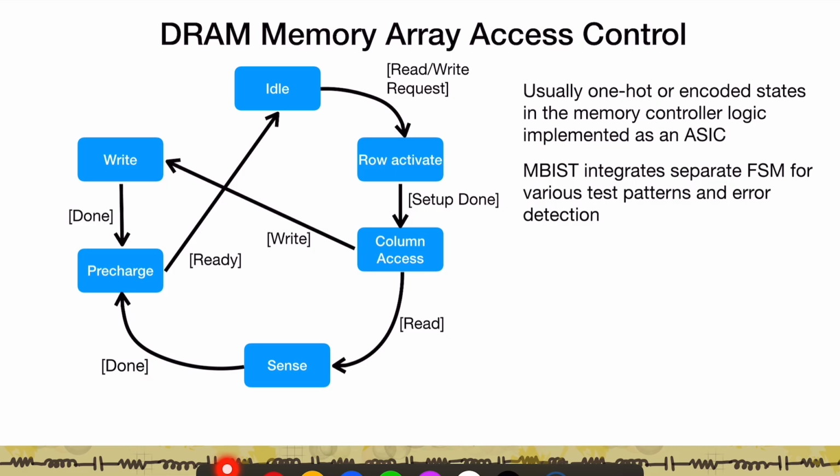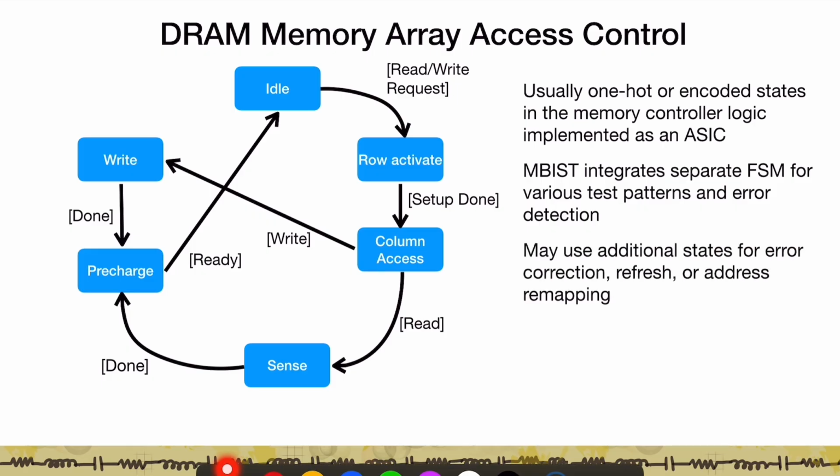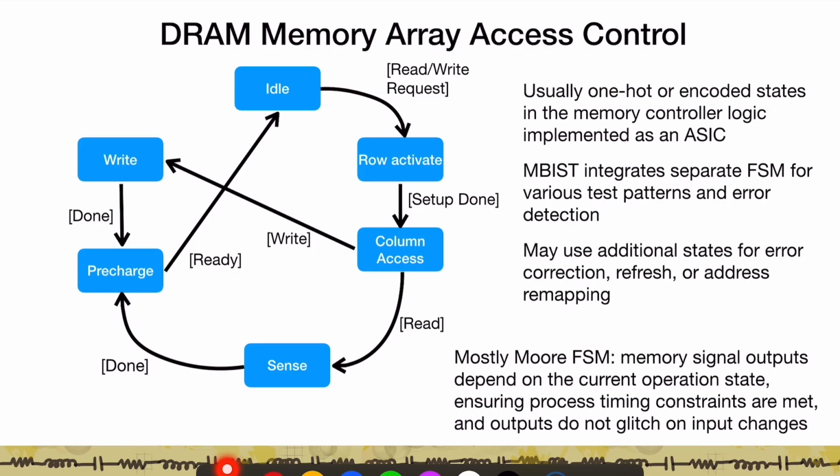If you're looking at BIST patterns, MBIST integrates separate FSMs for various test patterns and error detection. On top of this, typically when you're doing reliability studies, you want to use a different FSM to test for patterns. You can also think about using additional states for error correction, refresh, address remapping, etc. Again, this is mostly a Moore implementation because memory signal outputs typically depend on the current operation state. And so to ensure the process timings are met across process corners and no glitches occur, we typically prefer Moore because a Moore tends to be more predictable than a Mealy.